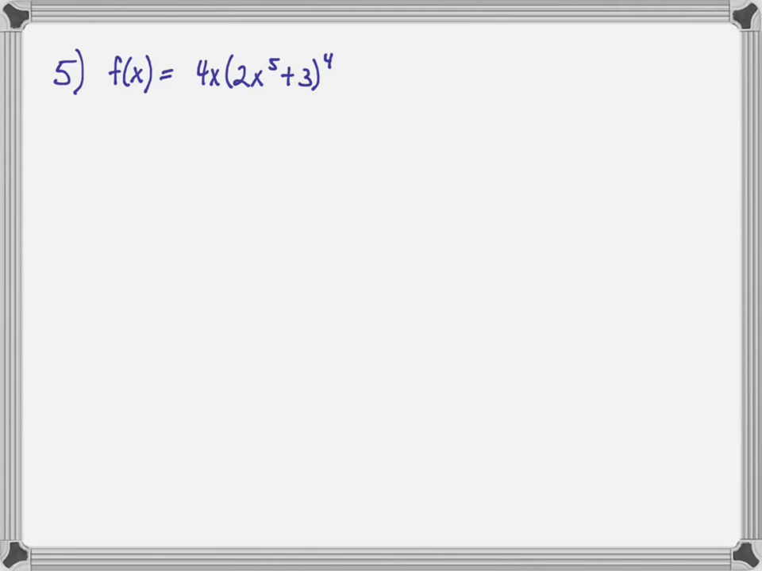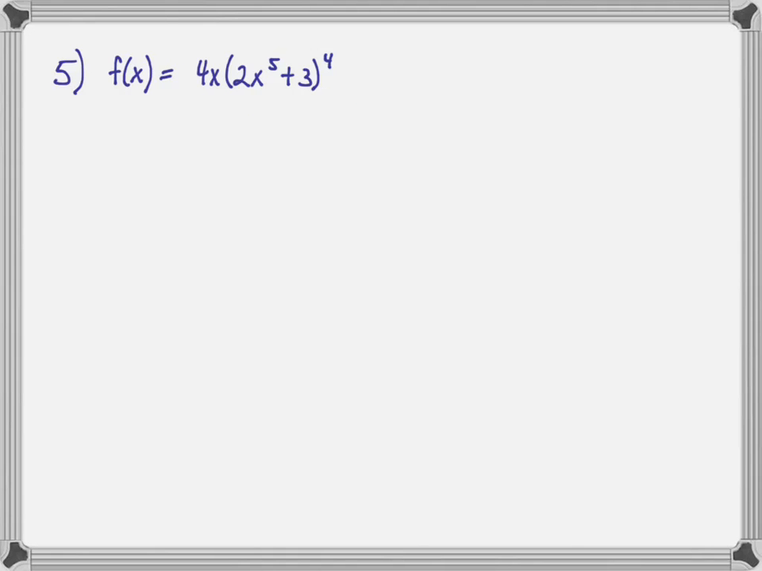Now here's number 5, and this is f of x equals 4x times 2x to the 5th plus 3, all to the 4th power. And this is the first time that we've seen actually a function multiplied by our expression that's raised to a power. Up till now we've always had constants out front like a coefficient, but now we've got 4x. And so we'll have to treat that like a function because x is a variable. So what we'll do is this is 4x times the rest.